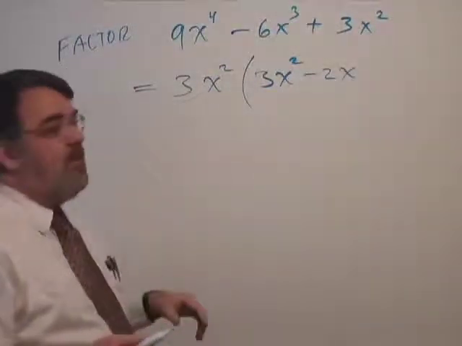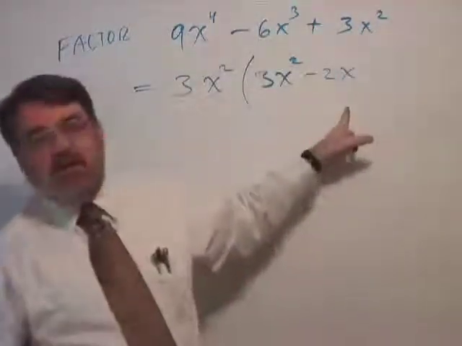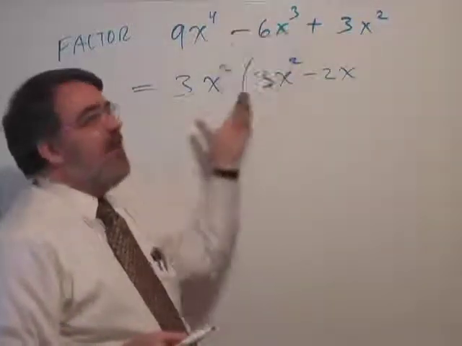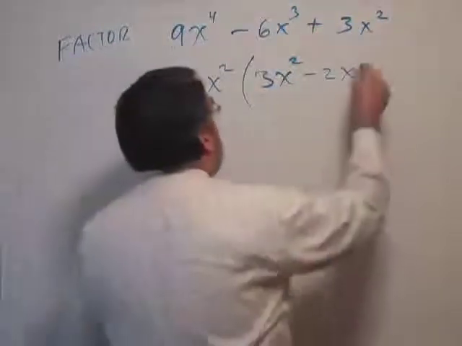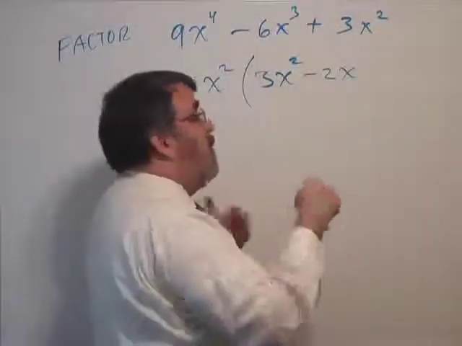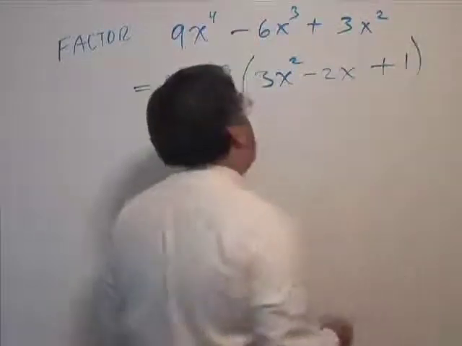Now, one mistake people will make is just, okay, well, it comes out. So they'll just close the parentheses here and be done with it. But there are 3 terms, and when we factor out a common factor, there must be 3 terms remaining. And in fact, if you divide 3x squared by 3x squared, you don't get 0, you get 1. So it's a plus 1.